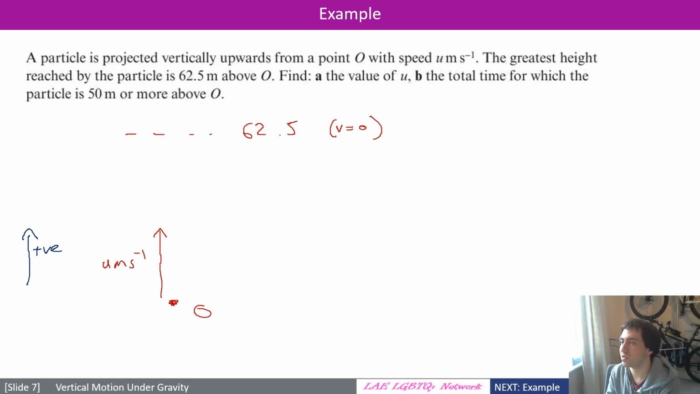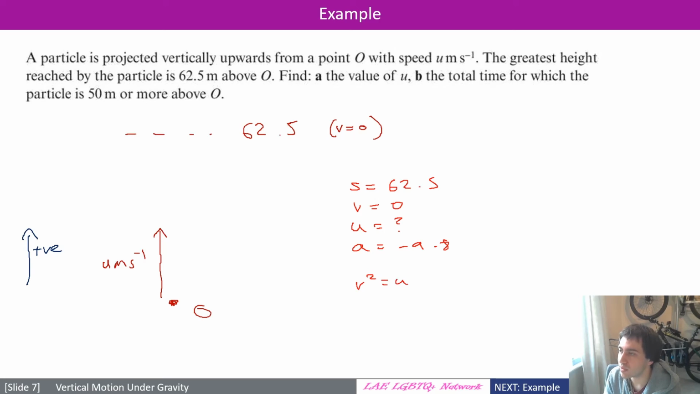Okay, that's a bit trickier. Let's find the value of u first. So we're going to use a displacement of 62.5. Velocity is going to be 0. The initial speed is what I'm trying to find, and my acceleration is minus 9.8. V squared equals u squared plus 2as.